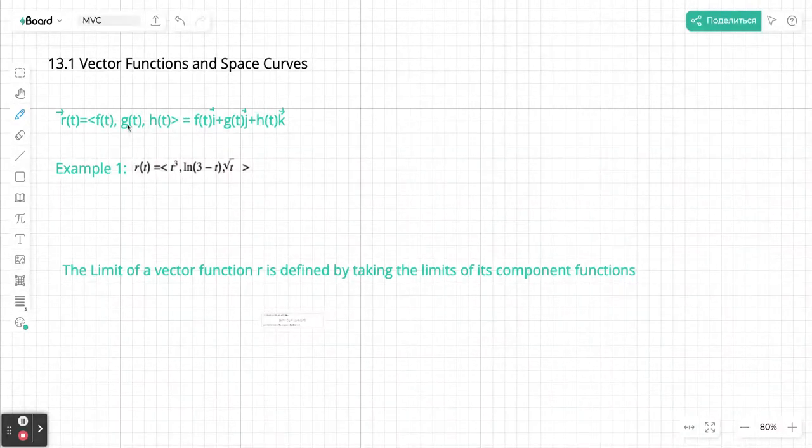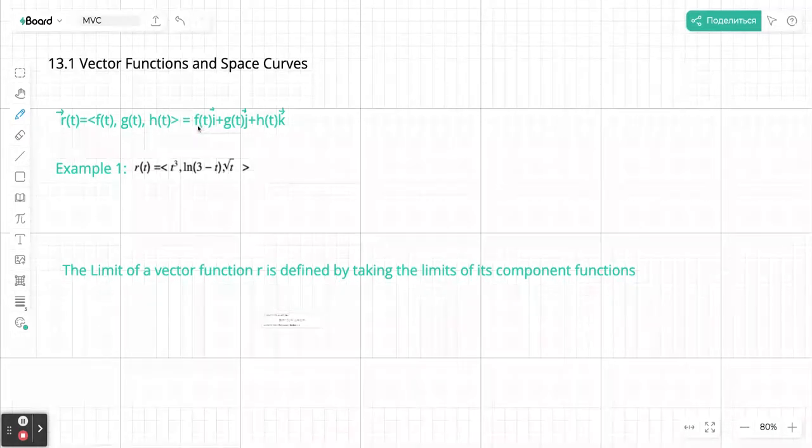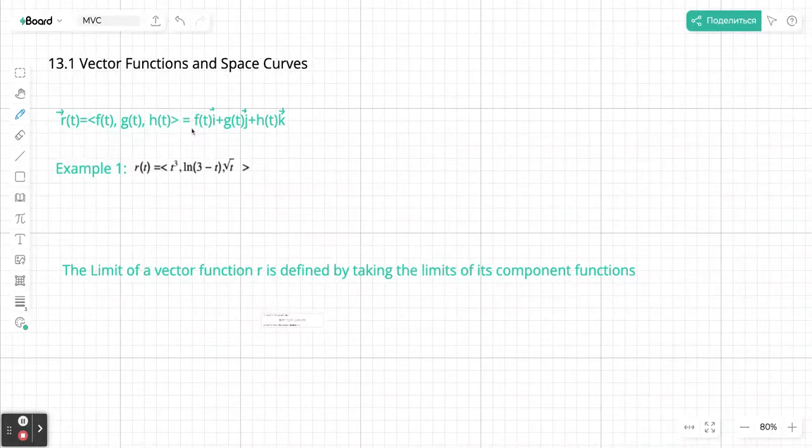They are components of our vector r, and then it can be written r of t, the vector r is f of t, g of t, h of t, or it can be expanded as f of t i plus g of t j plus h of t k. So we saw that before.